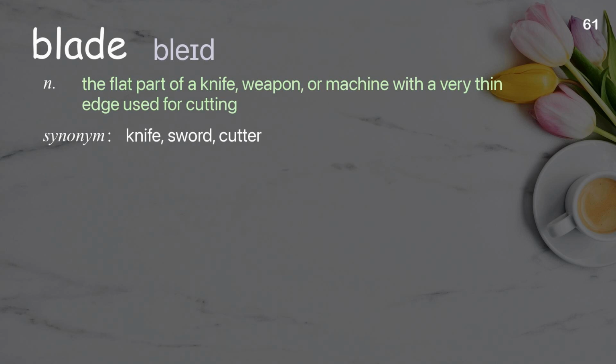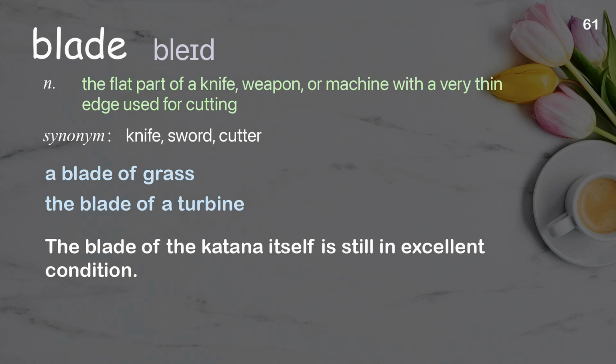Blade. The flat part of a knife, weapon, or machine with a very thin edge used for cutting. Examples: A blade of grass. The blade of a turbine. The blade of the katana itself is still in excellent condition.